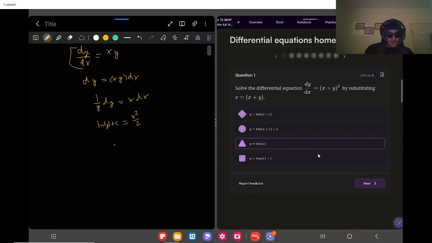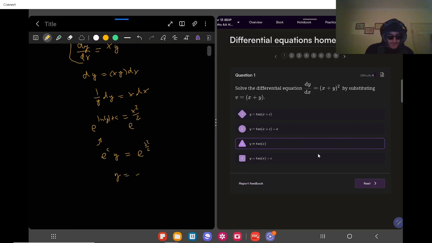Then, if you raise e to the power of everything, the right side is e to the x squared over 2 times e to the c, and e to the ln y is just y. So y equals e to the x squared over 2 times e to the c, and that's the general solution. That's how it would be. All I did was get the y's and x's on separate sides.